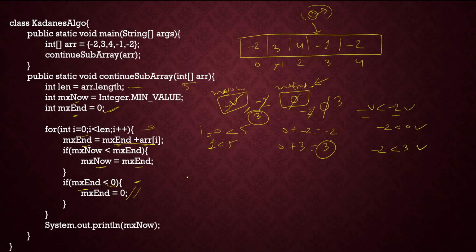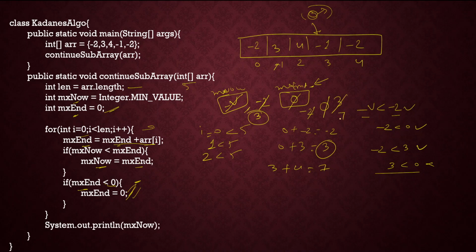Now again we have to check, is our max_end value less than 0? No, we do not have to do anything else. Again increment the i value. 2 is less than 5. Yes, correct. So now what do I have to do? I have to do addition for that. max_end is 3 plus 4, which is equal to 7.